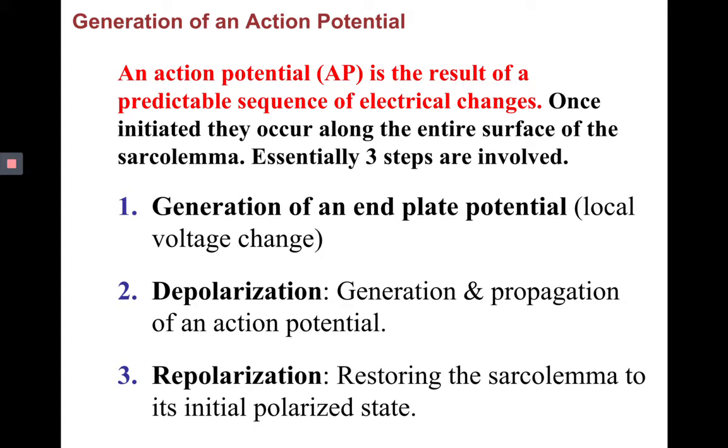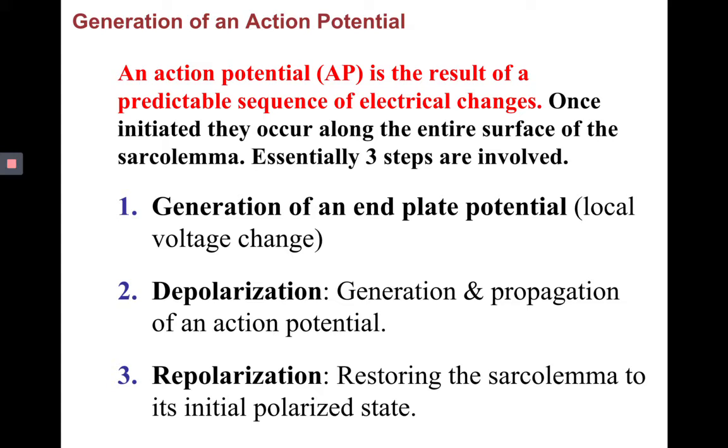And an action potential is really just the result of a predictable sequence of electrical changes across a plasma membrane. So if we can disrupt that local charge of a negative inside and positive outside plasma membrane, then we can create an end-plate potential, and then possibly create a longer depolarization signal, and then reset the cell via repolarization. So the 3 steps involved in creating an action potential begin with that local change at the junctional folds of the sarcolemma. So generation of an end-plate potential is a local voltage change that occurs when acetylcholine binds to its receptors and opens those ion channels and allows for a quick influx of sodium ions into the cell.